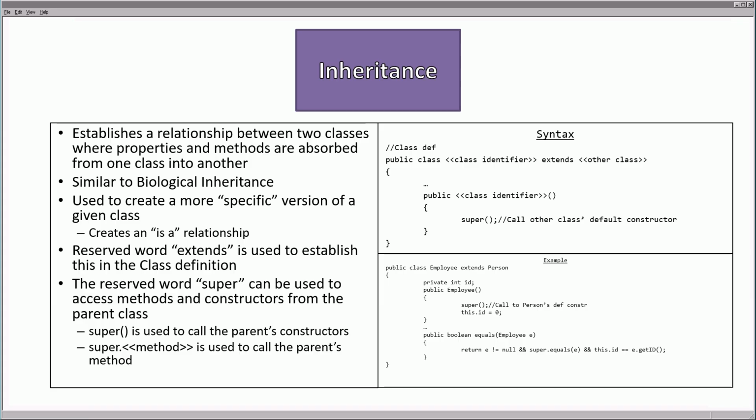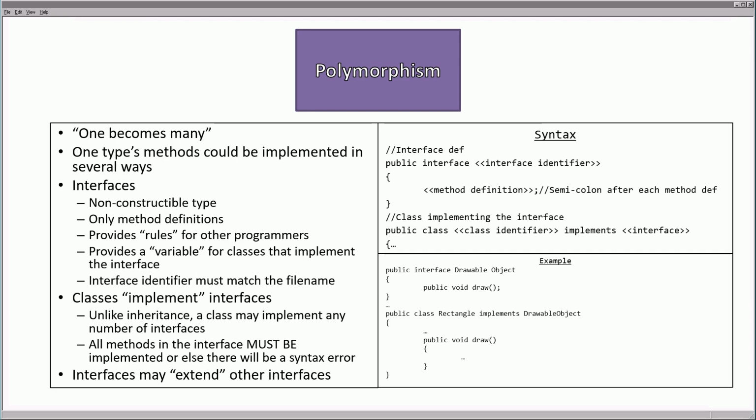Now, this is a very interesting concept because what this evokes is one thing can become many, and this is the final property of object-oriented programming. Polymorphism. One becomes many. The way to think about polymorphism is think of, can this be implemented in several different ways? One of the cornerstones of polymorphism is a structure called an interface. These are non-constructible types. This means you cannot use the word new in order to create a new instance of an interface. Interfaces do not have instances.